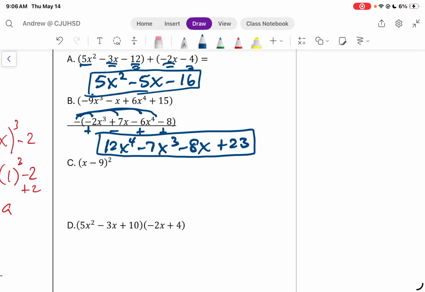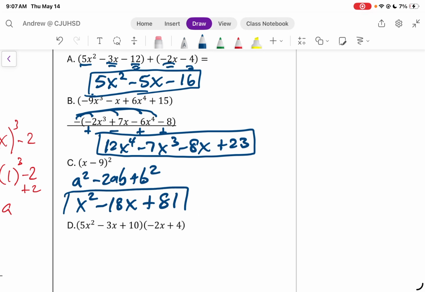Okay, here's a little binomial squared action. If you know the formula is, let's do this the right way. The formula is a squared minus 2ab plus b squared, where a and b are x and negative 9. So this would be x squared minus 18x plus 81.